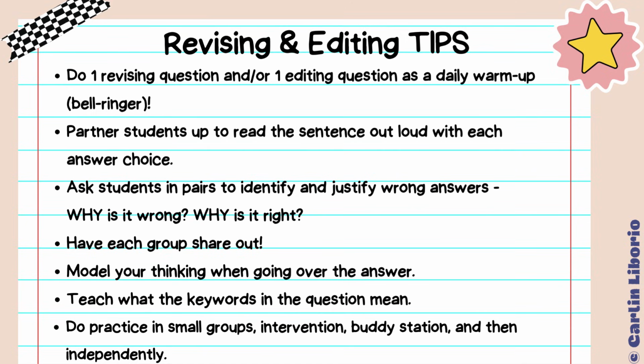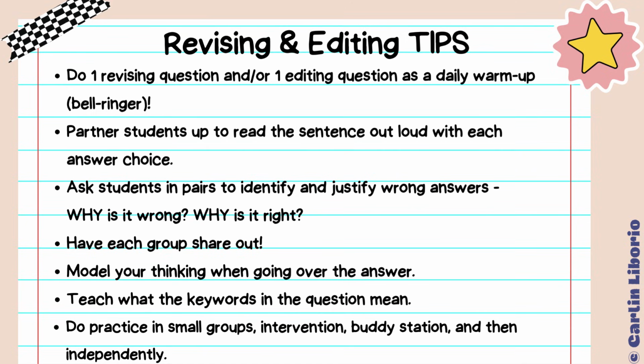So I highly recommend doing warm-ups in partners and having the kids share out their answers before you give them the answer. As you are giving them the answer, you are modeling your thinking when you are going over the answer. And you want to teach what the keywords in the question mean. That is very important. I'm going to show you on the next slide what some of these keywords are.